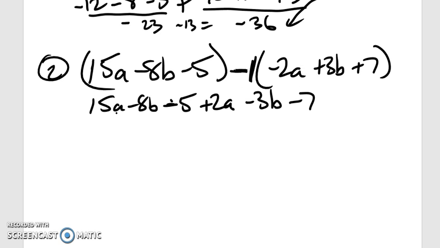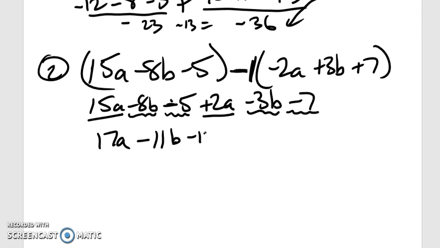So now we can combine like terms. So I'm going to combine my 15a with my 2a. That gives me 17a. This is a negative 8b. That's a negative 3b. So that's a negative 11b. And then I got a negative 5 with a negative 7. So that's a minus 12.